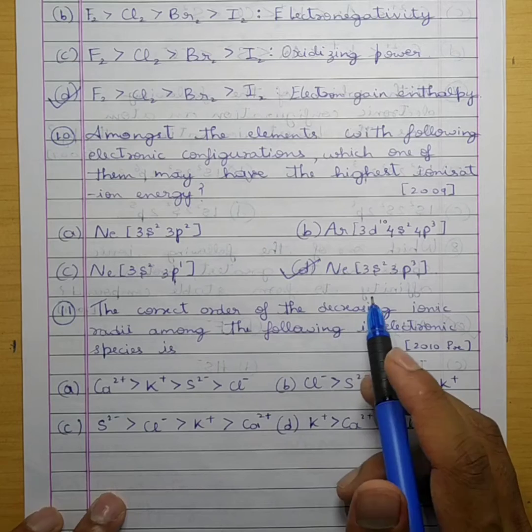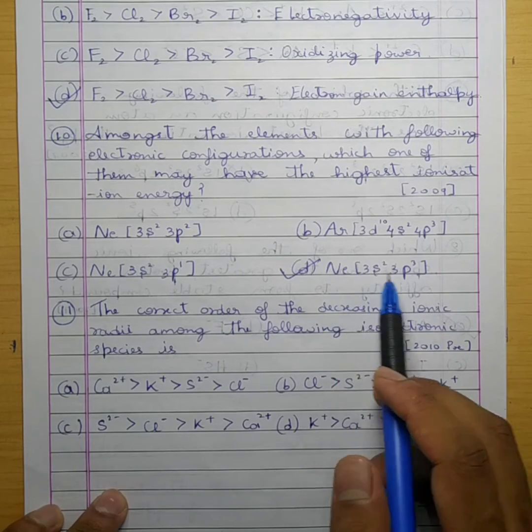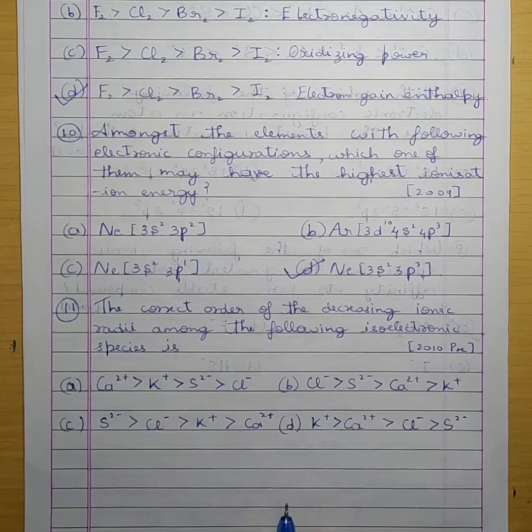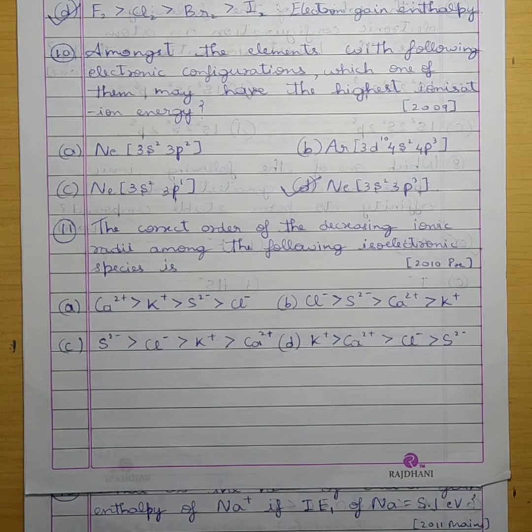So the highest ionization enthalpy is for neon, 3s2 3p3. Option D is correct. Question 11. The correct order of the decreasing ionic radii among the following isoelectronic species is?